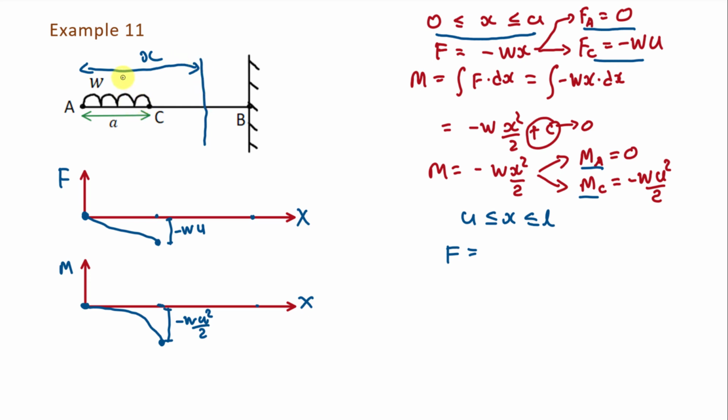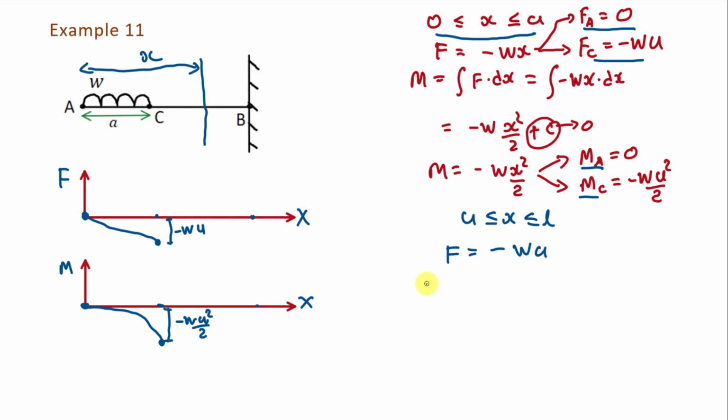And here there is a uniformly distributed load acting over the distance a from point A to C. And what will be the total load by this uniformly distributed load? It will be the value of this load into this distance. And it is in the downward direction, so we will take it negative. So it will be equal to minus wa. Correct?